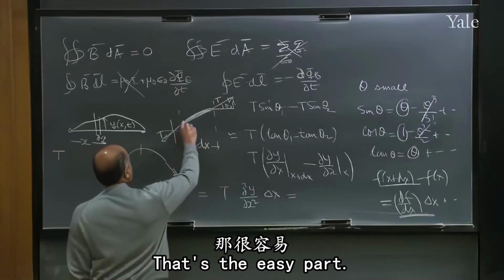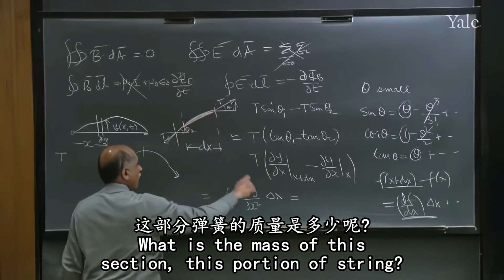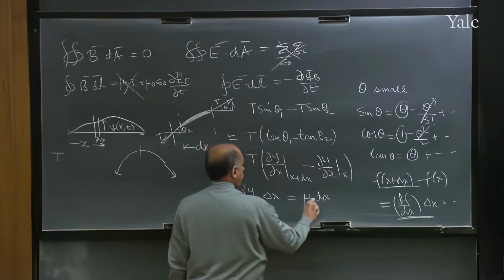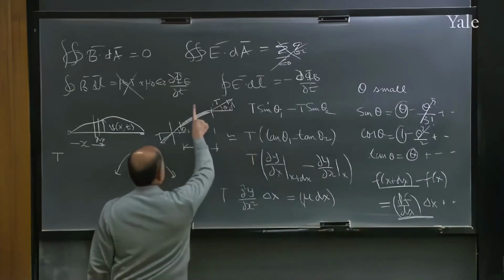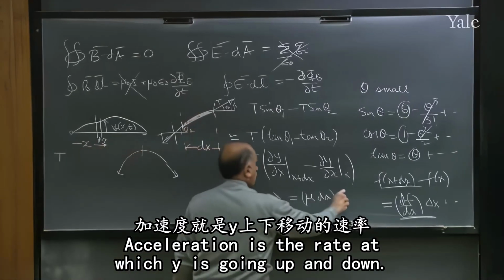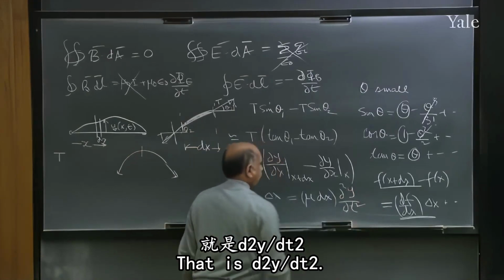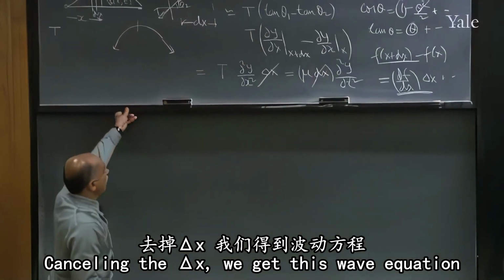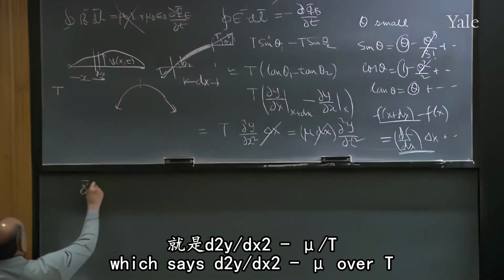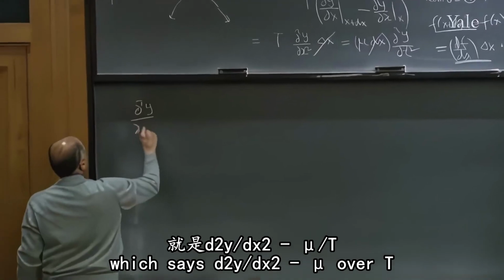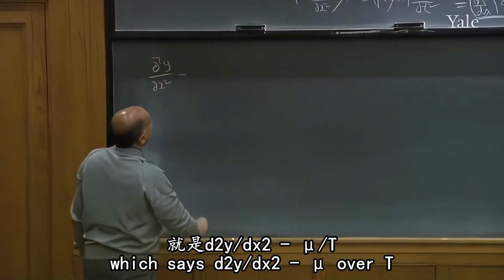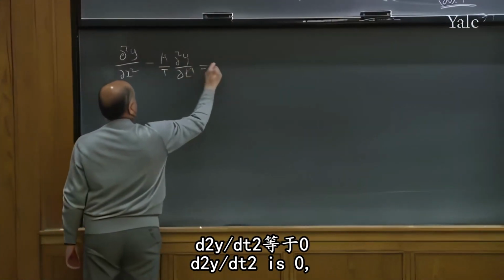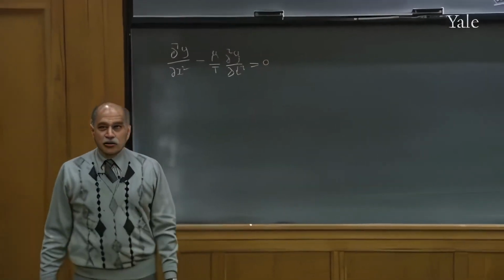That's the easy part. What is the mass of this section, this portion of string? If the mass per unit length is mu, that's the mass of that section. Then what's the acceleration? Acceleration is the rate at which y is going up and down. That is d2y over dt squared. Canceling the delta x, we get this wave equation, which says d2y over dx squared minus mu over T d2y over dt squared is 0. And that's the origin of the wave equation.